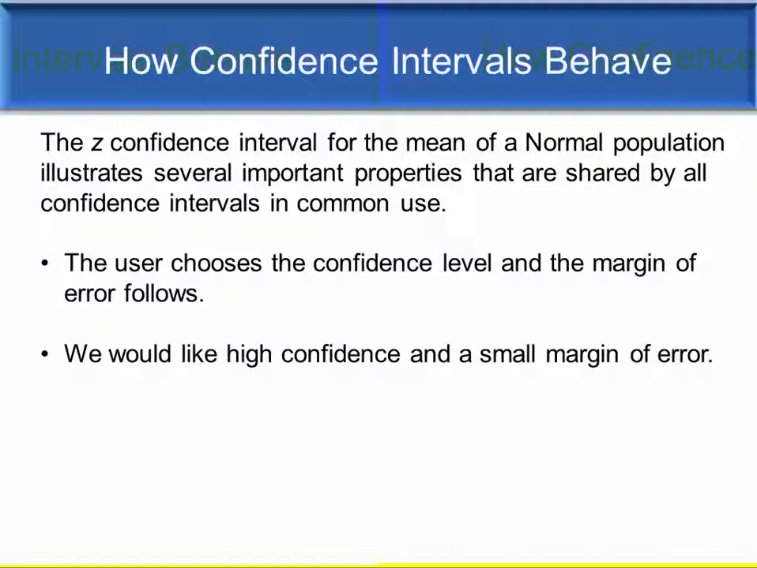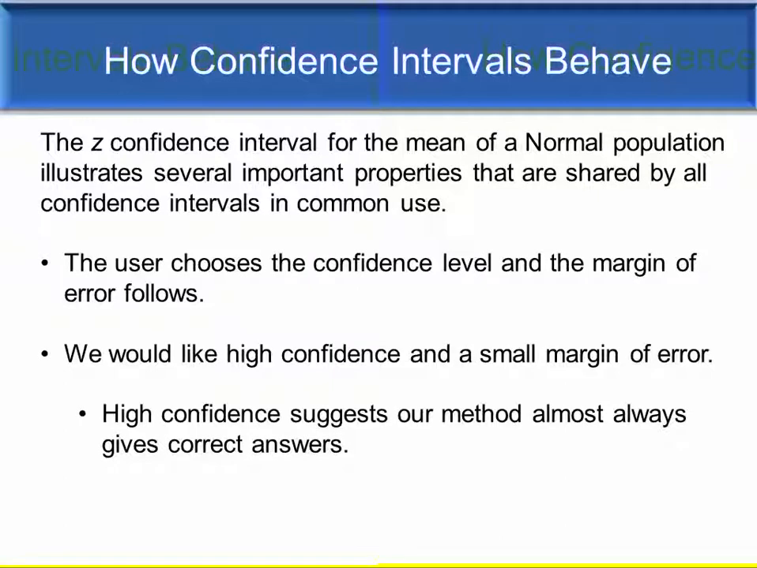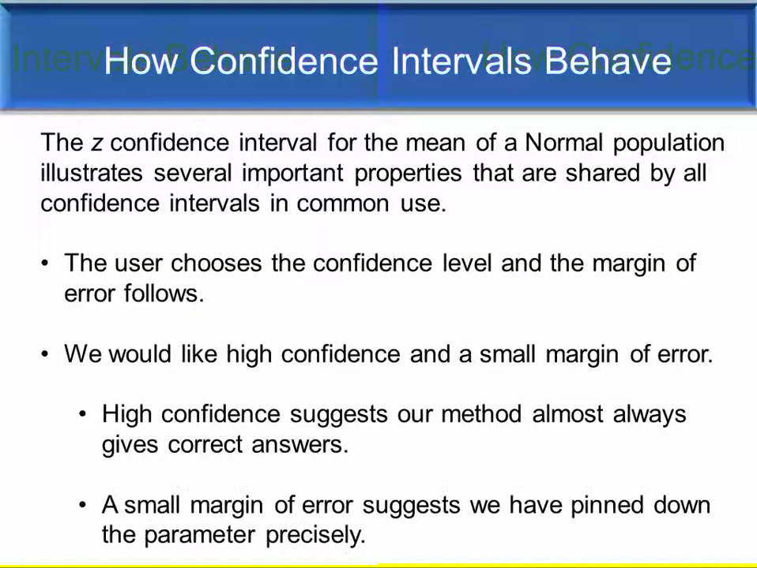And there are things that you can actually do to create that kind of situation when you're designing an experiment. The reason we want high confidence is that it suggests our method almost always gives correct answers. Viewing this from the perspective of somebody conducting research, whatever methodology you're using to collect your sample or to administer a treatment to a group, high confidence suggests that the method is sound. And the small margin of error suggests that we've pinned down the parameter very precisely. We want to be able to predict the mean as closely as possible.